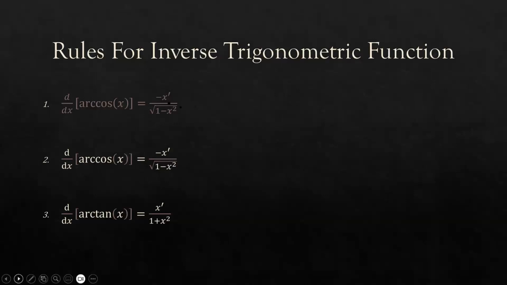So if you look at rule 1, d/dx of arc cosine. Whenever you see arc, it's equivalent to saying cosine inverse of x. So if you see that arc, it's the same thing as inverse. Okay, so it's negative x prime, this apostrophe means prime, over the square root of 1 minus x squared.